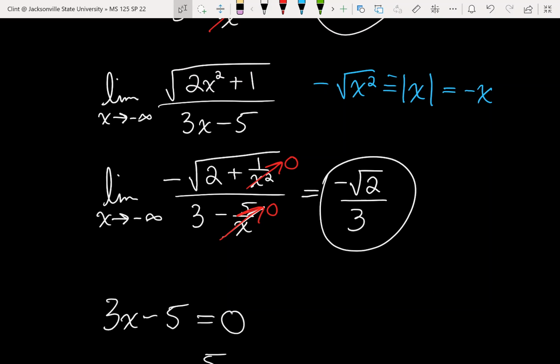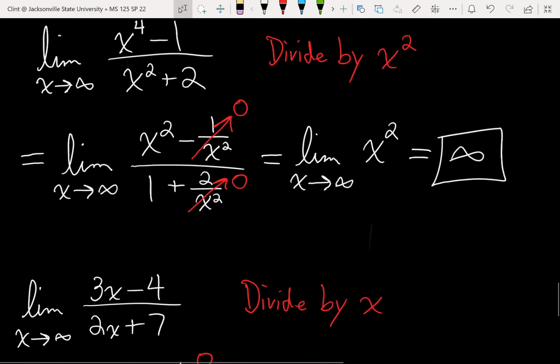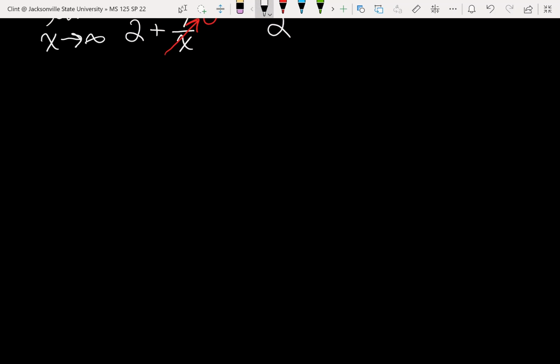Let's see what else. Let's do one like this. So one example of a stumbling block we can run into when we're dealing with infinite limits. Something like this.